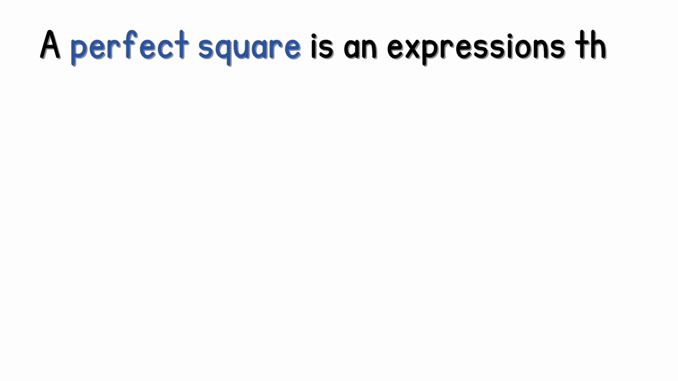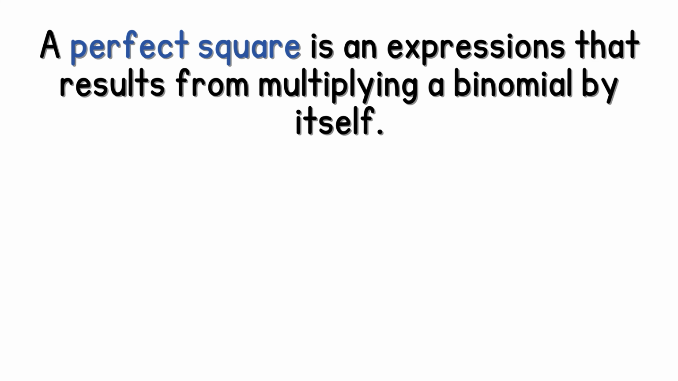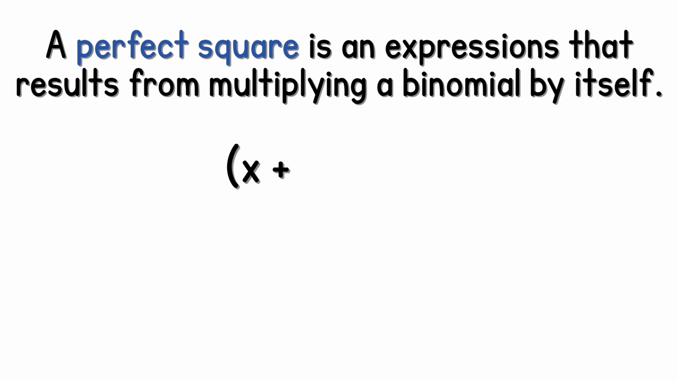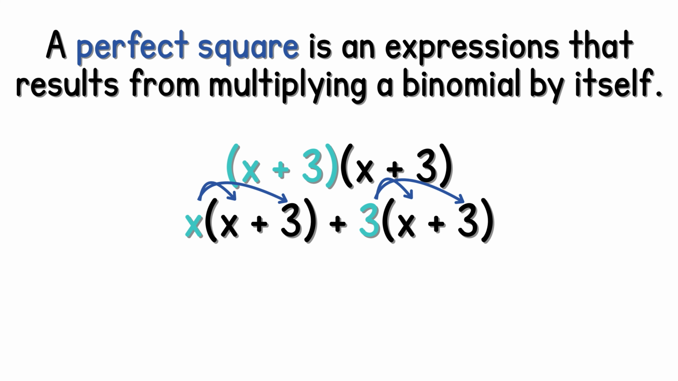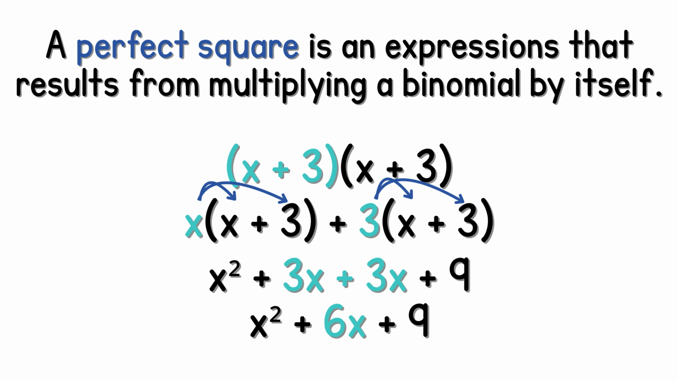A perfect square is an expression that results from multiplying a binomial by itself, like x plus 3 times x plus 3. If we were to multiply these, we would distribute the first parenthesis to the second. So we'll break up the first parenthesis and then multiply that by the second. So we'll distribute each term, giving us x squared plus 3x plus 3x plus 9. We'll combine our like terms of 3x and 3x, giving us 6x in the middle.